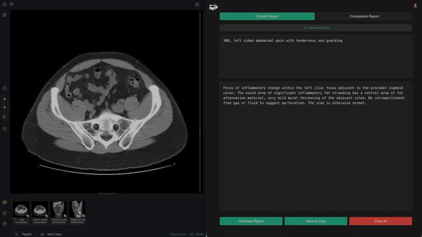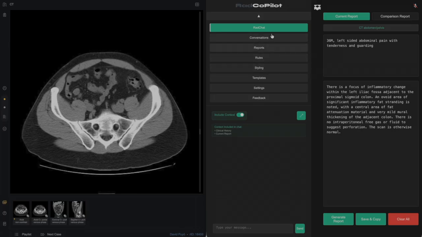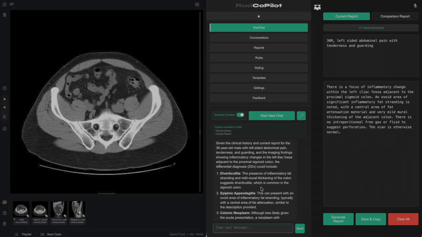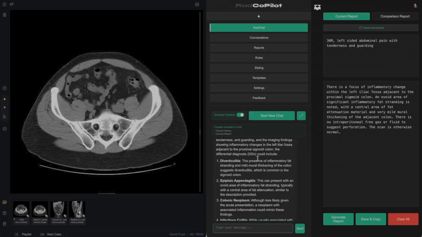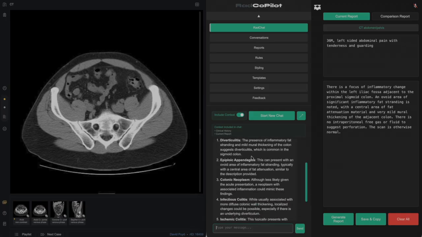Let's have a think about differentials here. Why don't we see what RadChat can offer us? I've got an idea, but let's see. Let's try and think outside the box a bit. Okay, so it's thinking about diverticulitis as a possibility. I think that's an idea.